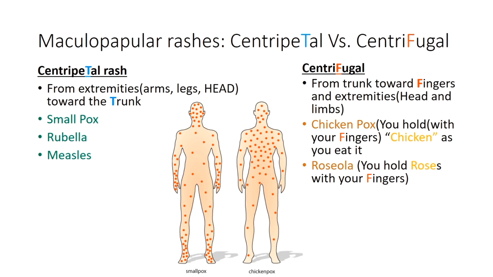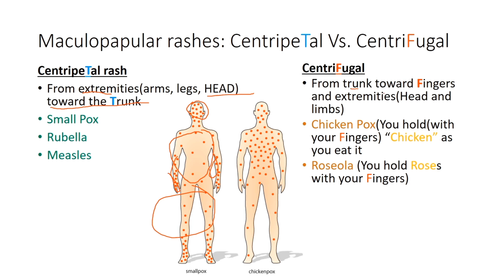So centripetal is a rash that begins out on the periphery, so in the arms, the legs, and the head. I want to emphasize this point: the head is a periphery. Here is your trunk, here are your extremities, and these are all your extremities. The trunk is its own little thing. Your thorax and abdomen are separate from the rest of your body. So it starts in the extremities and goes towards the trunk.